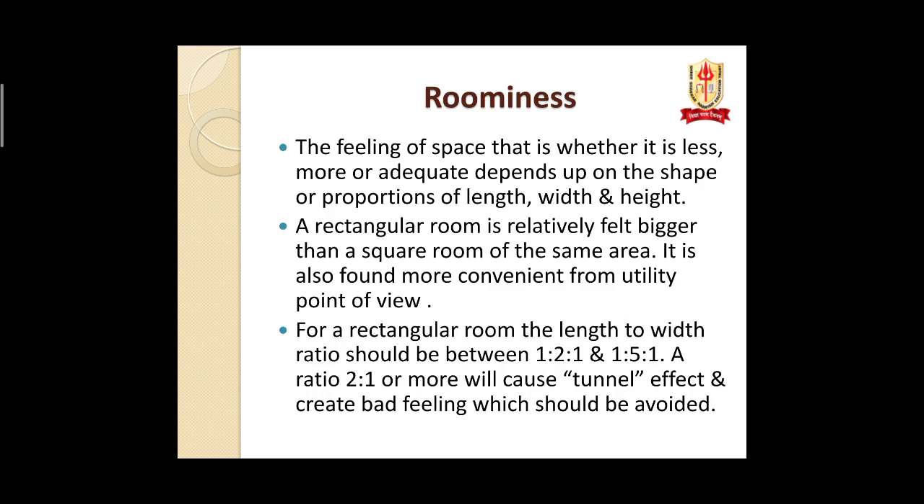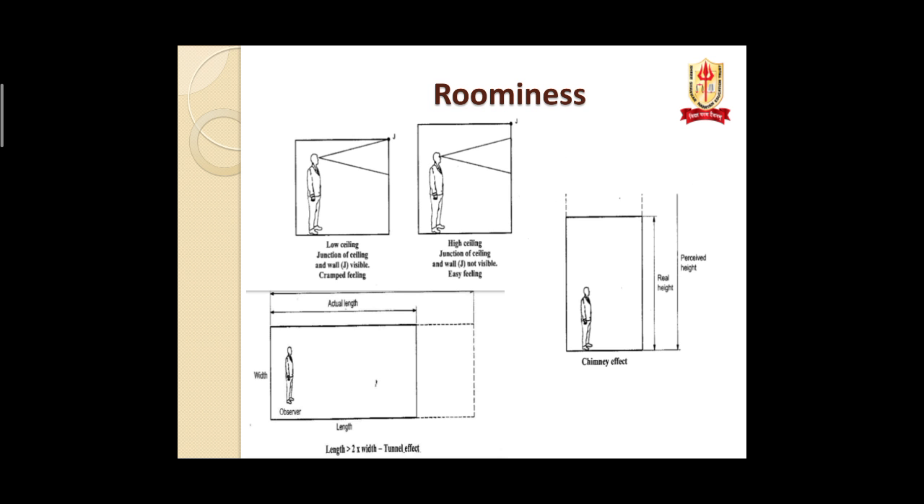Then another one is roominess, the feeling of a space, whether it is less, more, or adequate, depending upon the shape and the proportion of the length, width, and height. A rectangular room looks relatively bigger than a square room of the same area. It is also found more convenient from the utility point of view. For a rectangular room, the length to width ratio should be between 1:1.2 or 1:1.5. A ratio of 2:1 or more will cause tunnel effect and create a bad feeling, which should be avoided. Like this, you can see in the diagram.